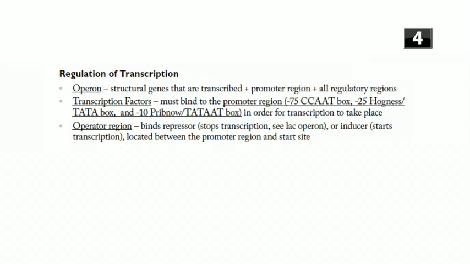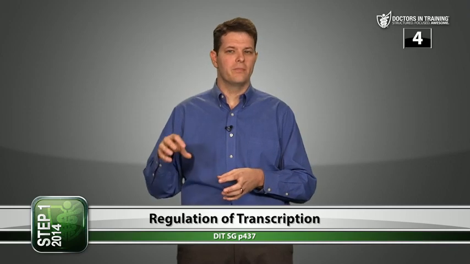The operator region is another segment of DNA that binds to proteins to help regulate gene expression. It can either bind to repressor proteins to stop transcription, or it can bind to an inducer protein to start transcription. And the operator region is typically located somewhere between the promoter region and the start site. So not only do you need transcription factors bound to the promoter region to start transcription, but you might also need an inducer protein to start transcription, or the absence of a repressor protein. If the repressor protein is bound to that operator region, that's going to prevent transcription.